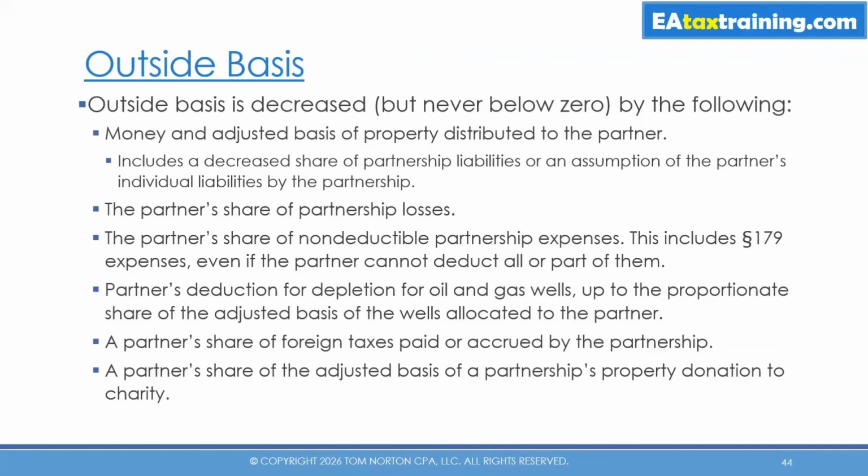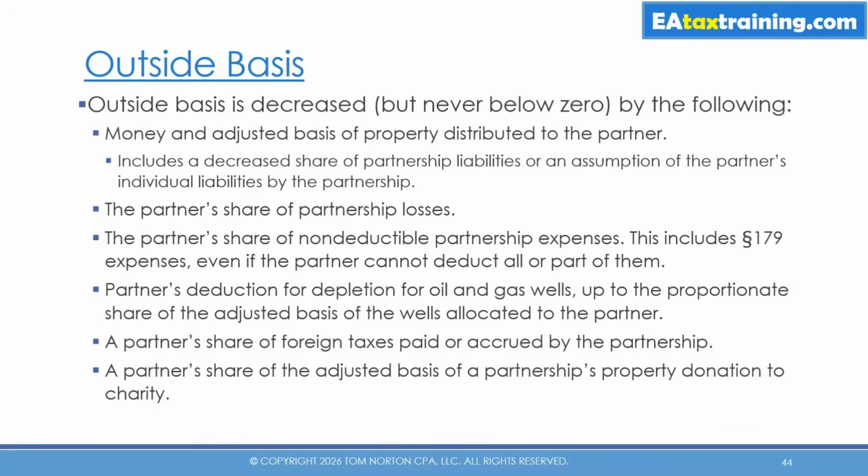The next thing that decreases basis is the partner's share of partnership losses. So their share of income increases basis, their share of losses decreases basis. That also includes the partner's share of non-deductible partnership expenses. So one example would be that loss on the sale of property to a related party. Remember, that is not deductible. It still does, though, decrease your basis.